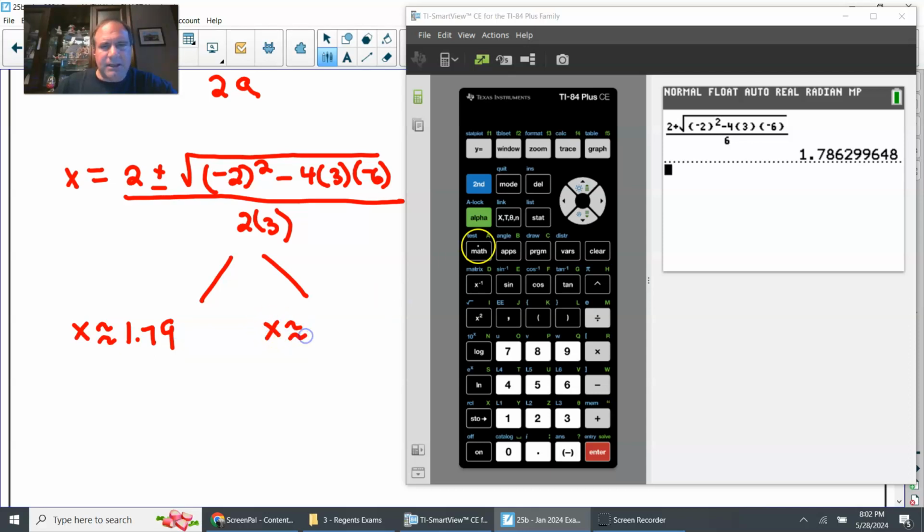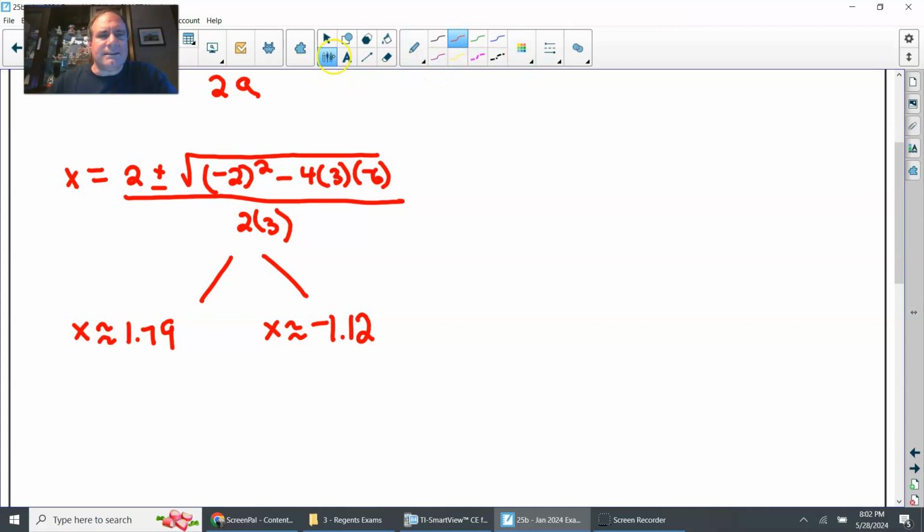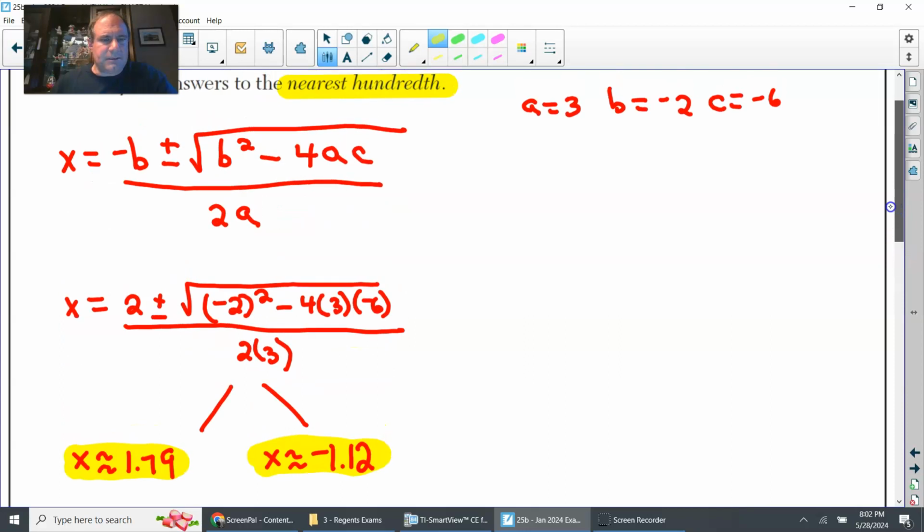And then x, and then the other side, so we're going to do alpha x, and we're going to do 2 minus now the square root of negative 2 squared minus 4 times 3 times negative 6 all over 6. And then you press enter. And you get negative 1.12. Those are your two answers, rounded to the nearest hundredth. And that is the only work that you have to show. That's it.